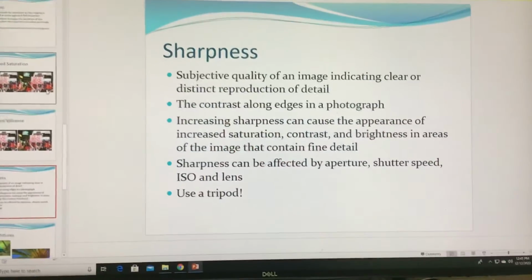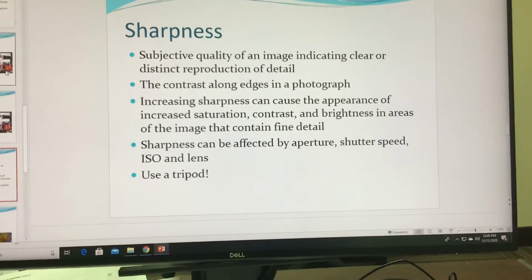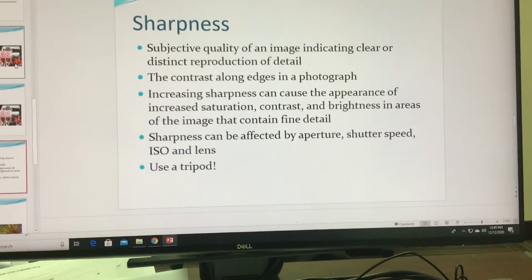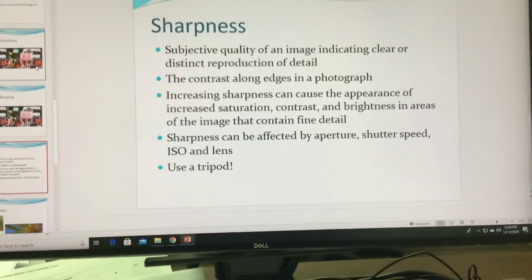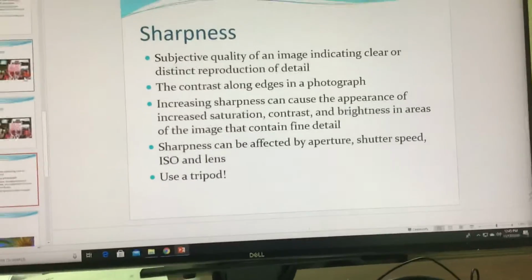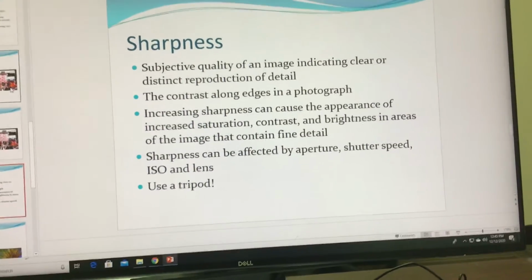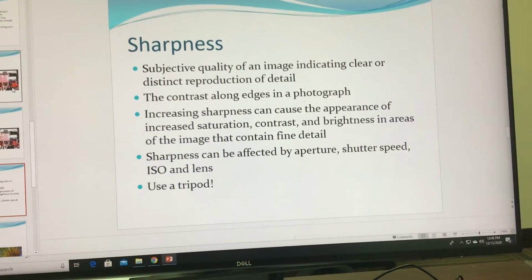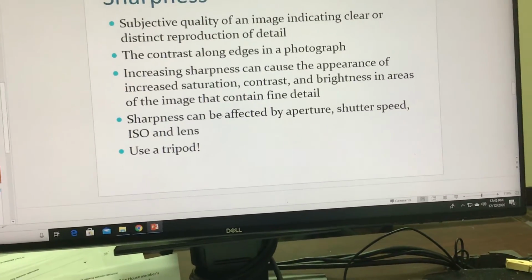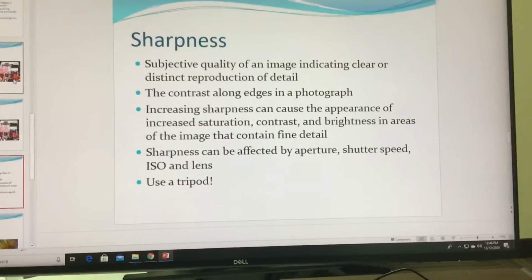So we're going to go ahead to sharpness here. It can be affected by aperture, shutter speed, ISO, and your lens, which really goes back to when we were talking about shallow and deep depth of field. And we told you a lot of these things can affect depth of field as well, which is directly related to sharpness, because in a deep depth of field picture, everything's sharp, but in a shallow depth of field picture, only one object is sharp while the rest is blurry. Does a smaller or larger aperture make a photo appear sharper?